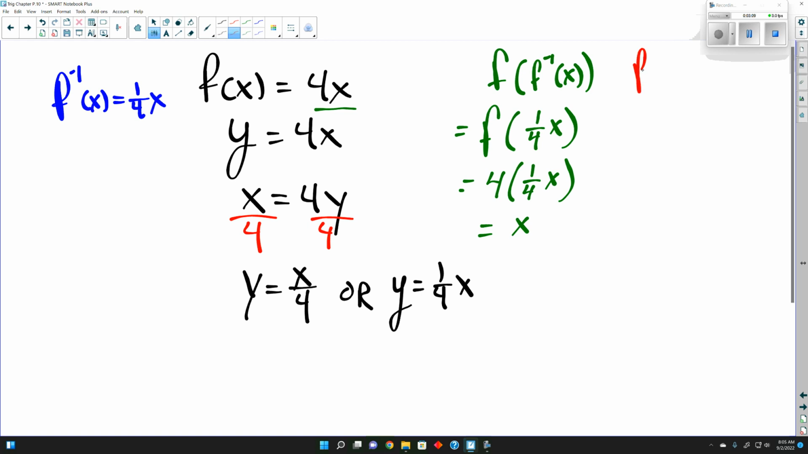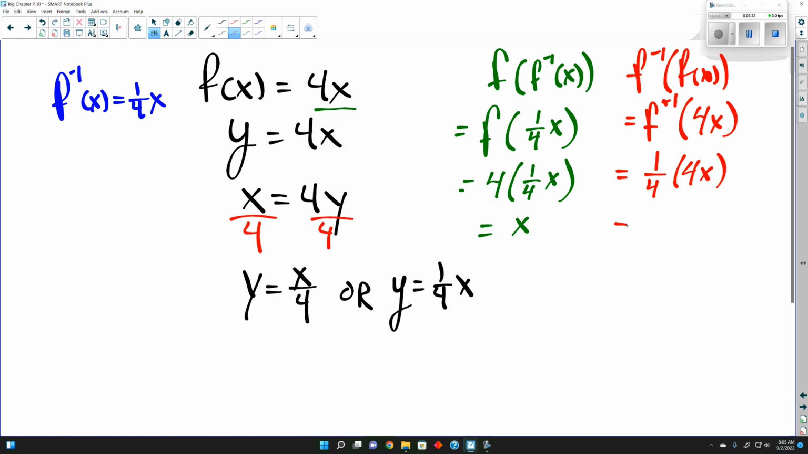We can do the same thing going the other direction. f inverse of f of x. We'll have f inverse, and our f of x is just 4x. And again, we're doing the same thing. This time we're plugging 4x in for our inverse function, which would be 1/4 times 4x. And well, 1/4 times 4 is 1, and again, we do have x. Questions on this here? So really, all this is saying is we end up back where we started. Whatever value we started with, we end up back at it.